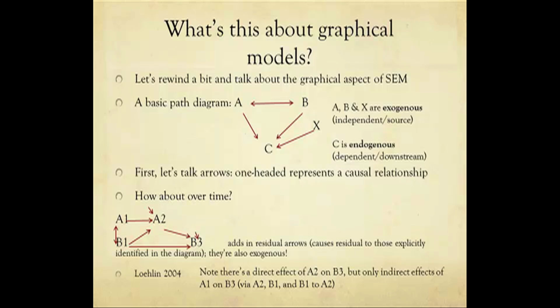In this time-related model, you can see that there's a direct effect of A2 on B3, but there's no direct effect of A1 on B3. They're all indirectly related via B1 to A2 to B3, or A1 to B1 to B3, or A1 to A2 to B3. So there's a couple of different indirect paths that A1 can take to get to B3, but there's no direct path. SEM is a really great tool for picking up on some of these direct versus indirect causes.